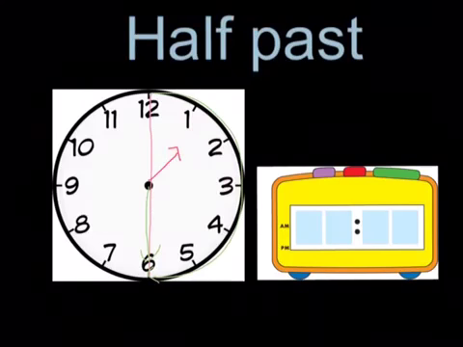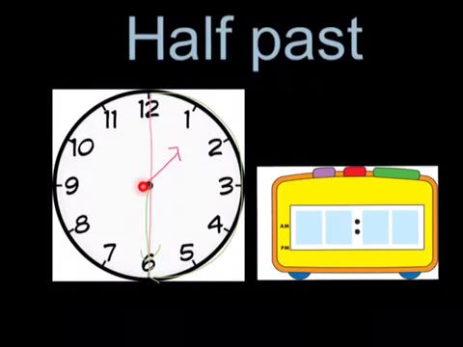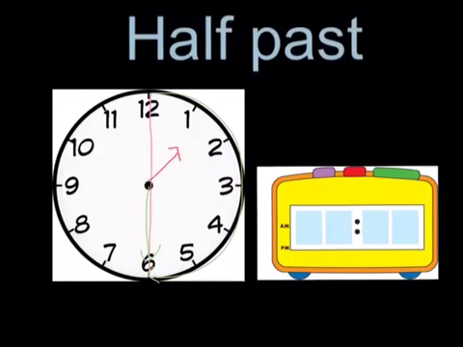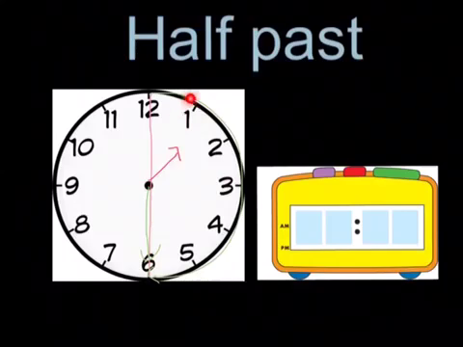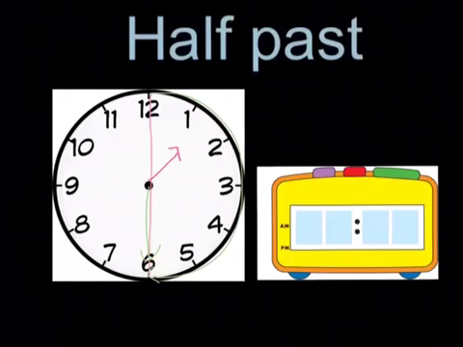So when we see a half past time, we look at the long minute hand first and see it's on the 6. Then we look at what number it's just gone past. So the time that I've just drawn here is half past 1. It's not half past 2 because it hasn't gone past the 2, but it definitely has gone past the 1. Let's try another one.